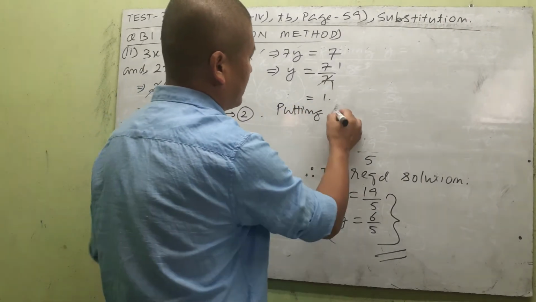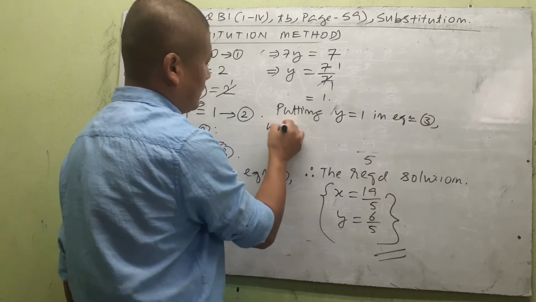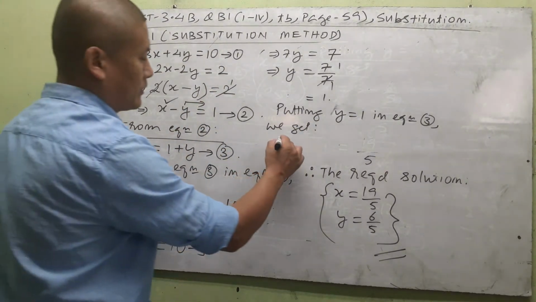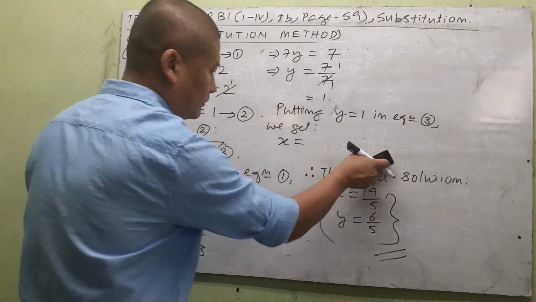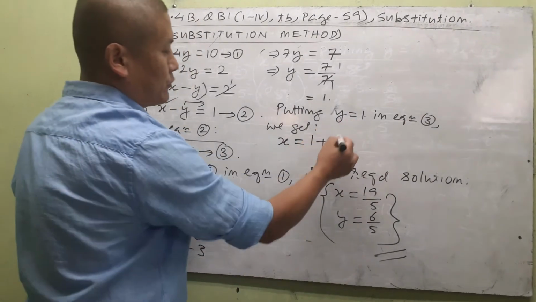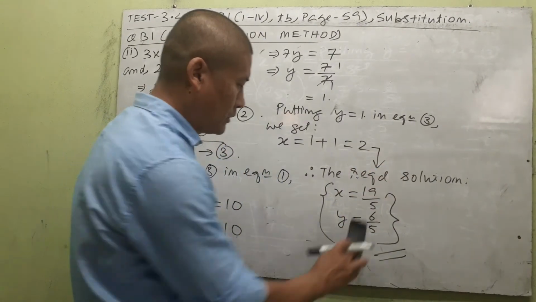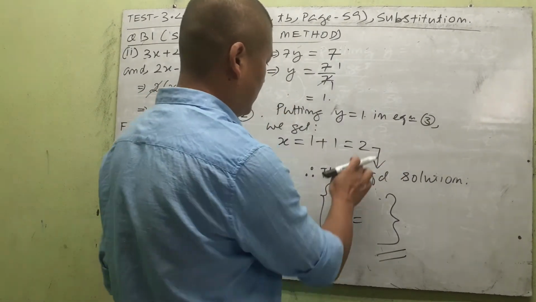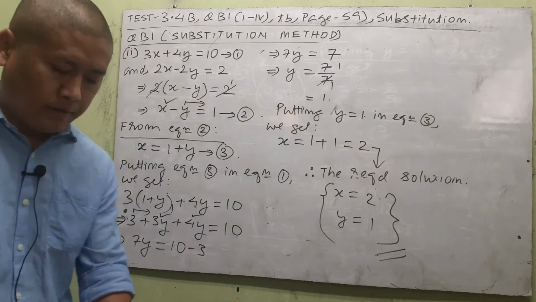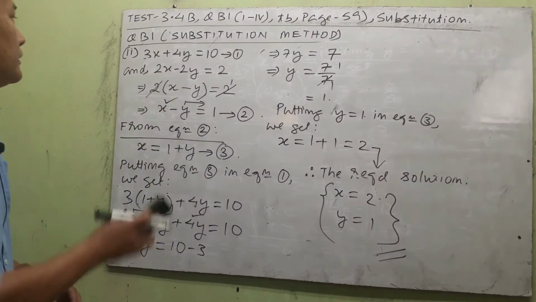Putting this value, y equal to 1, in equation number 3, because equation 3 is perfectly arranged to find x, x will be equal to 1 plus y. Now we can put y as 1, so it is equal to 2. So the required solution is x equal to 2, y equal to 1. Right, so that is the answer. Okay, now we'll go to the third one.